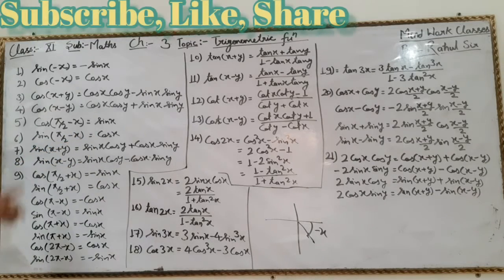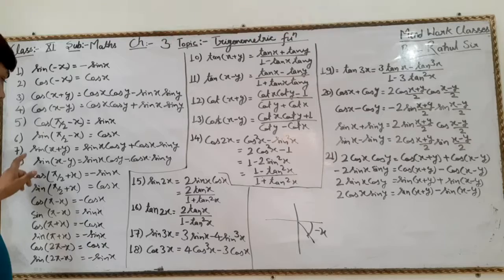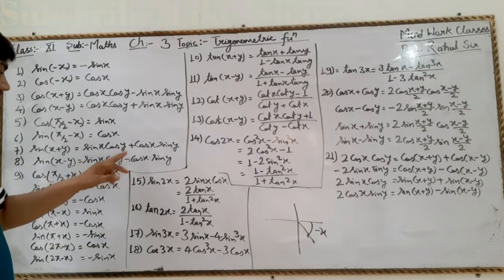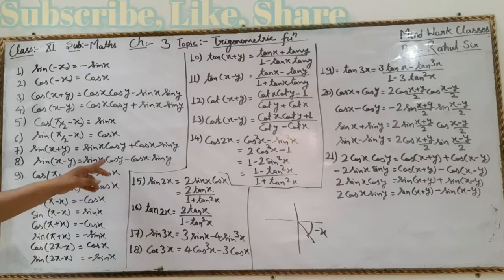Now sin(x+y). In the cos formula, cos x and cos y are together and sin x and sin y are together. For both the sine formulas, sin x cos y and cos x sin y will be there. For the plus sign in x plus y, here we also have plus, and for the minus sign we also have minus. So sin(x-y) is equal to sin x cos y minus cos x sin y.